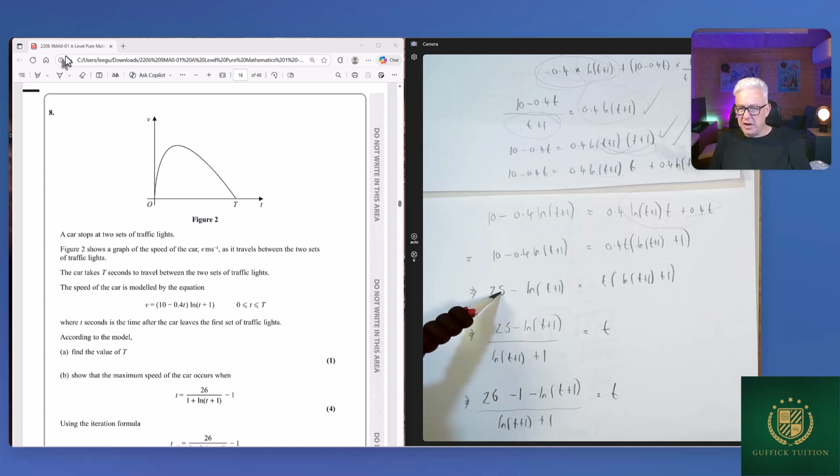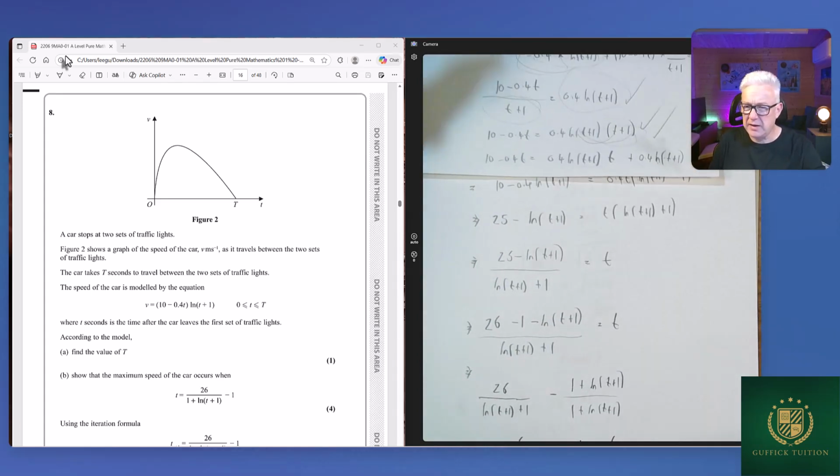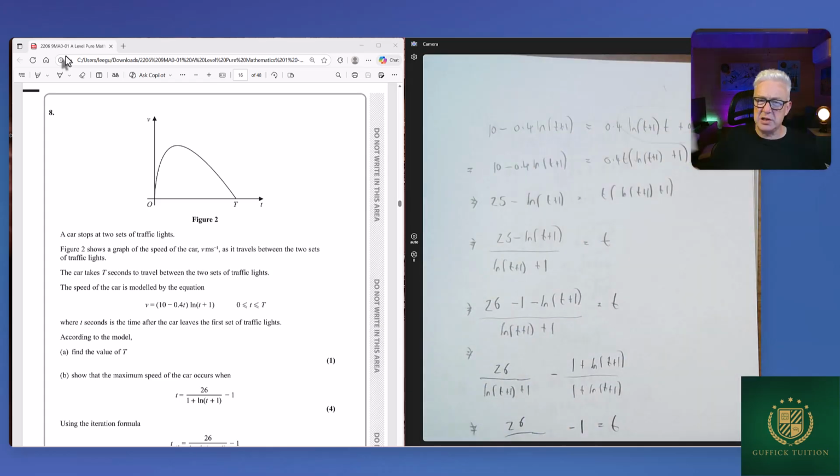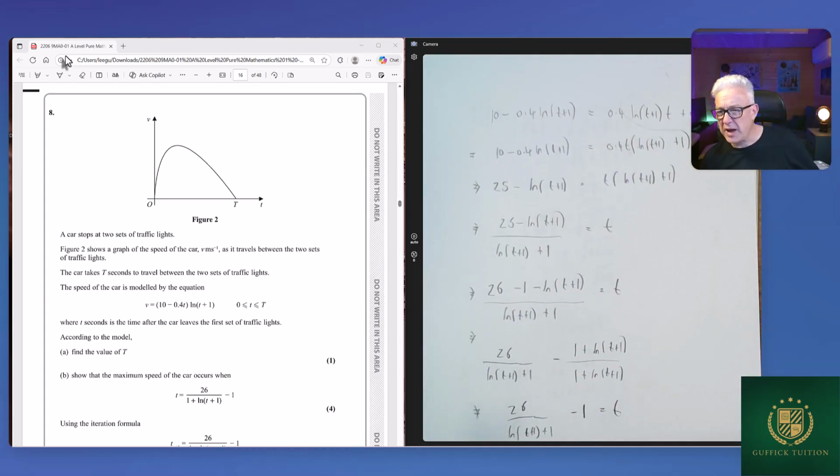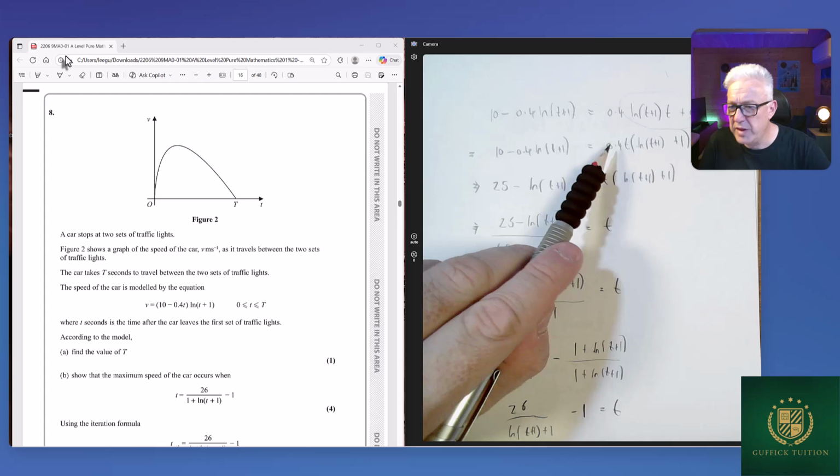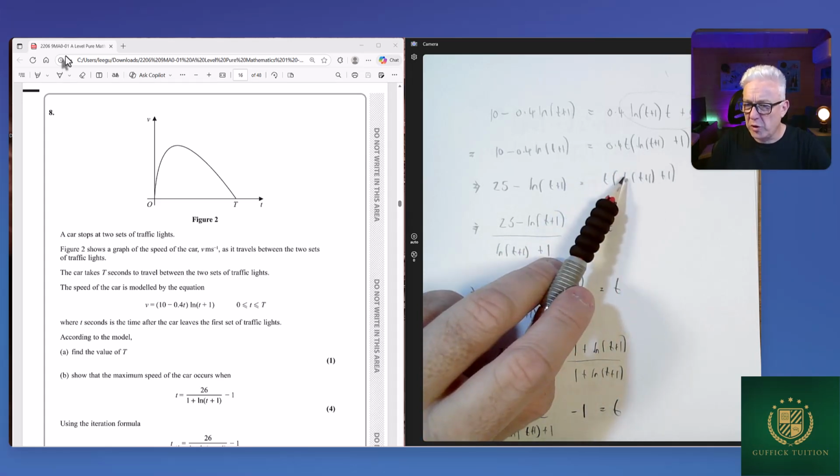Okay, so now we can just divide by 0.4, and when we divide by 0.4, 10 divided by 0.4 is 25, and 0.4 divided by 0.4 is 1. Okay, so that gives us 25 minus ln(t+1). And that is all equal to this expression, but without the 0.4.